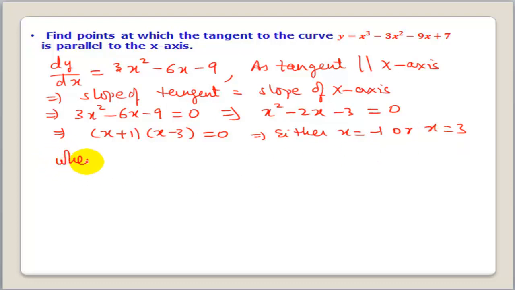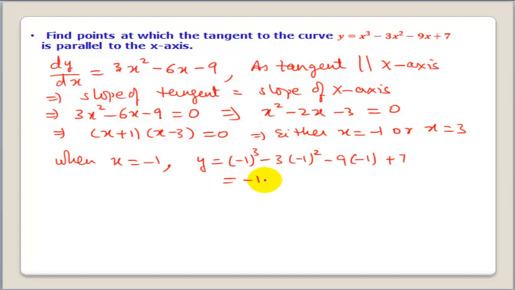So when x is minus 1, you can check from the curve what y will be. y will be cube of minus 1, minus 3 times square of minus 1, minus 9 into minus 1, plus 7. That comes out to be minus 1 minus 3 plus 9 plus 7. That is minus 4 plus 16, so it is 12. So when the x coordinate is minus 1, the y coordinate is coming out to be 12.